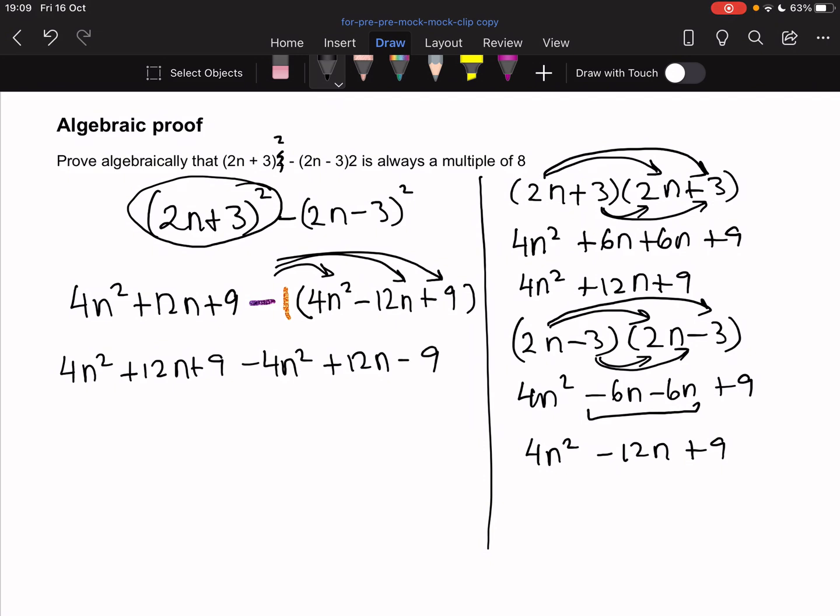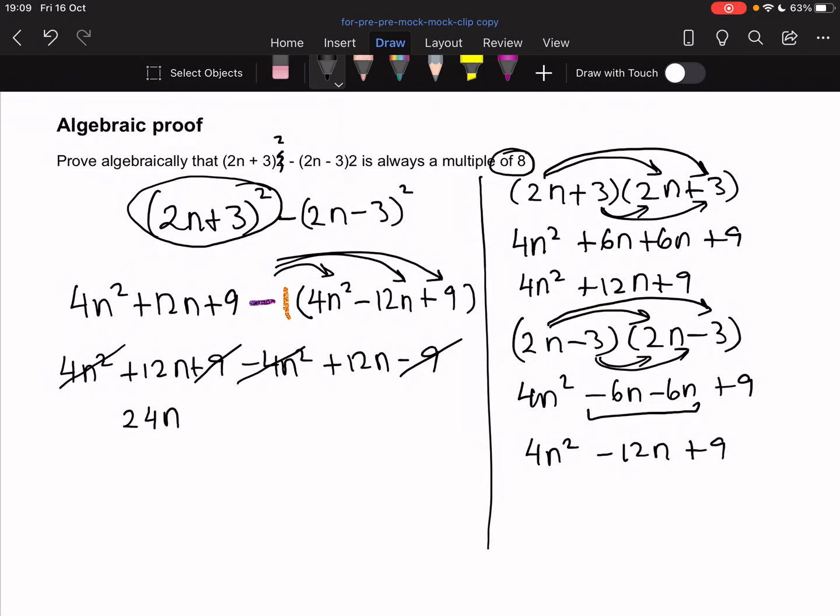and minus 1 times 9 is minus 9. Now one of my favorite things to do in math is cancel out. So 4n squared minus 4n squared, and 9 minus 9 cancel out. So all I'm left with is 24n.